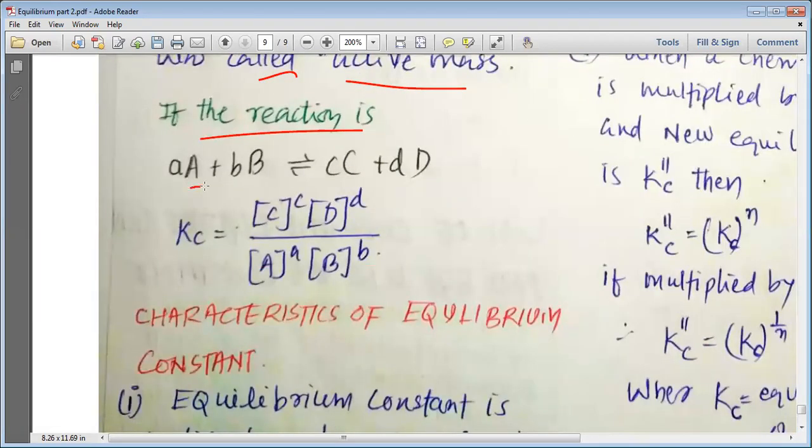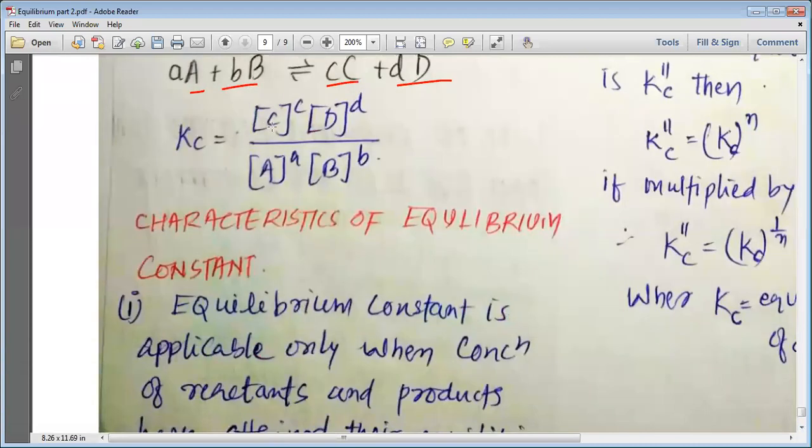If the reaction is a mole of A plus b mole of B, that gives c mole of C plus d mole of D, then we'll write Kc is equal to concentration of C to the power c, concentration of D to the power d, divided by concentration of A to the power a, and concentration of B to the power b, that is equal to Kc.